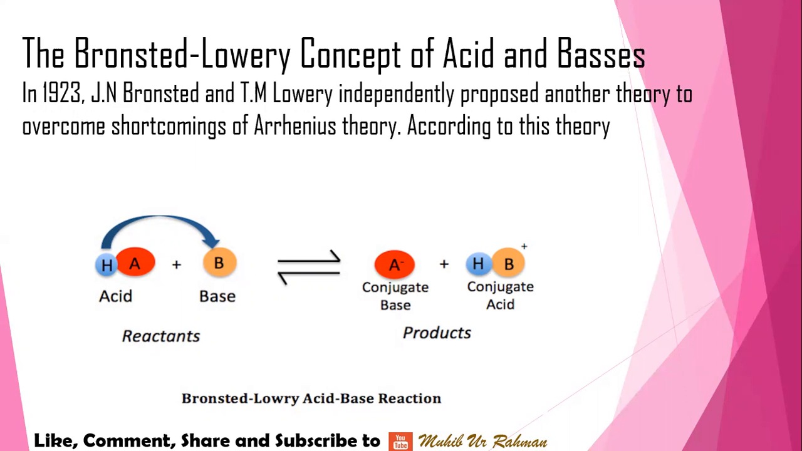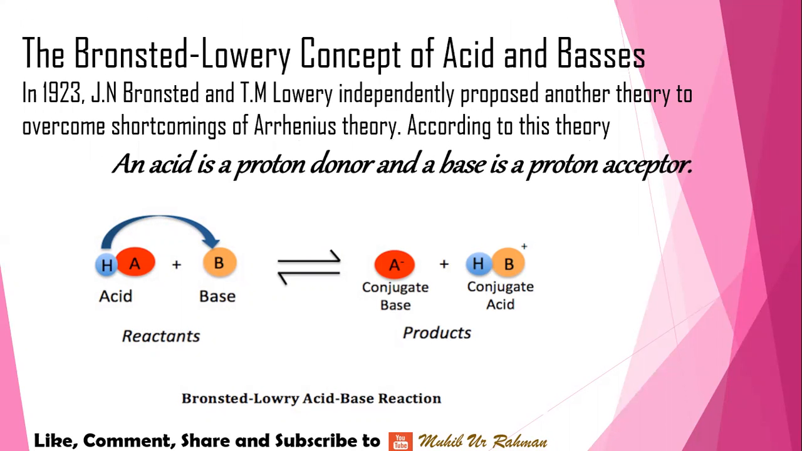In 1923, J. N. Bronsted and T. M. Lowry independently proposed another theory to overcome the limitations of Arrhenius theory. According to this theory, an acid is a proton donor and a base is a proton acceptor. Here on the reactant side, the acid donates a proton to a base. This is the simple schematic diagram: an acid is a substance that donates a proton to a base.